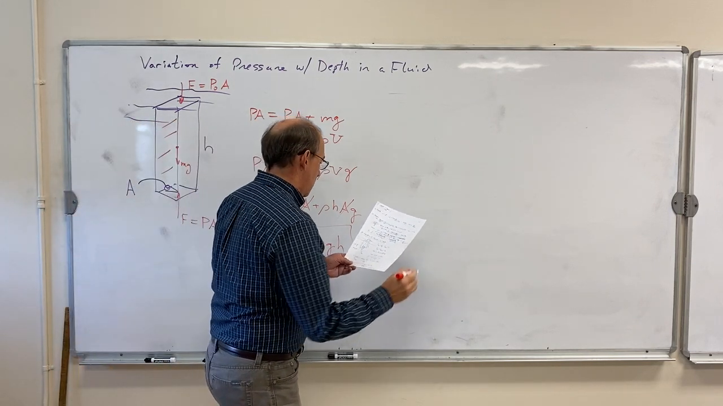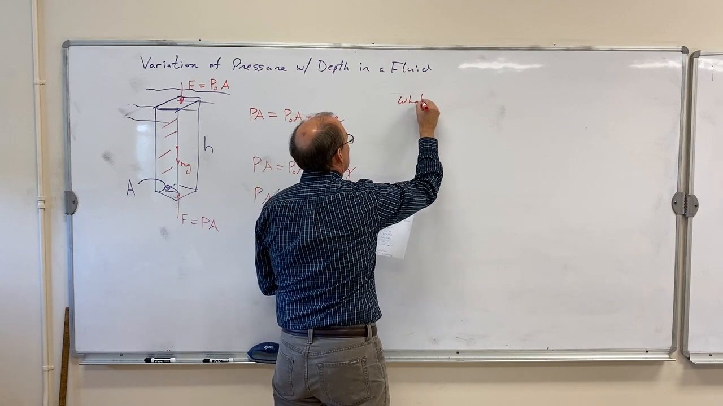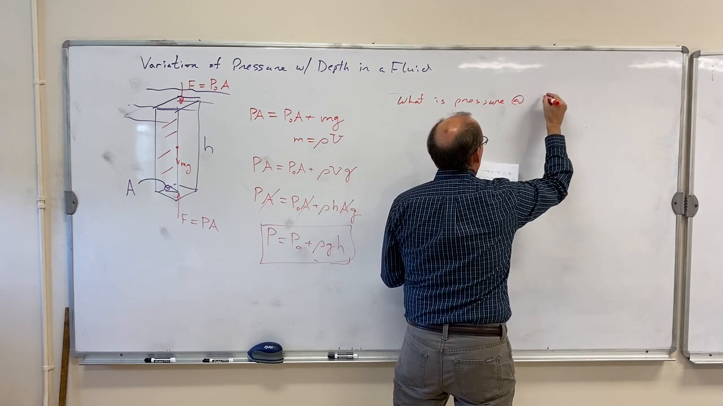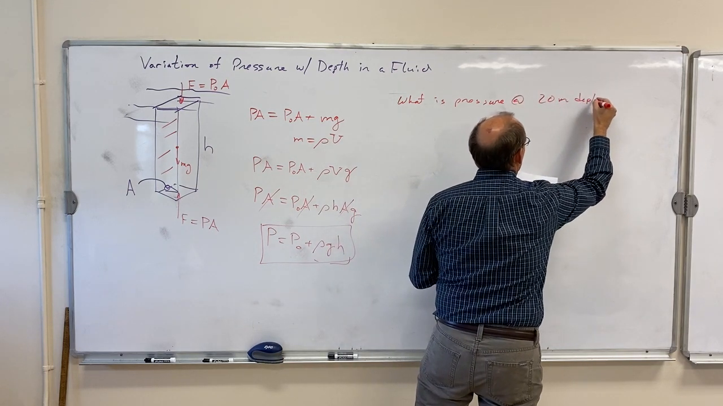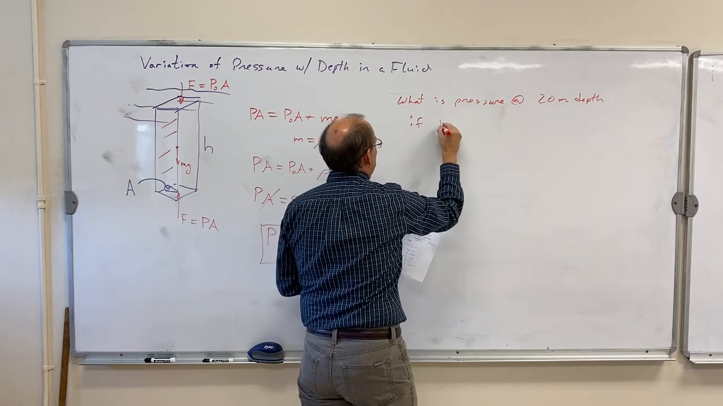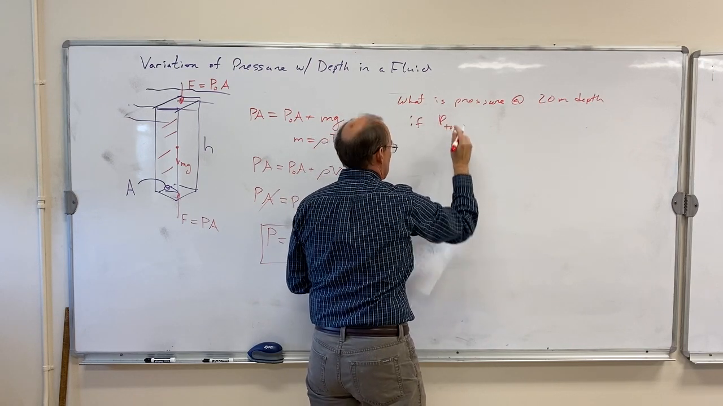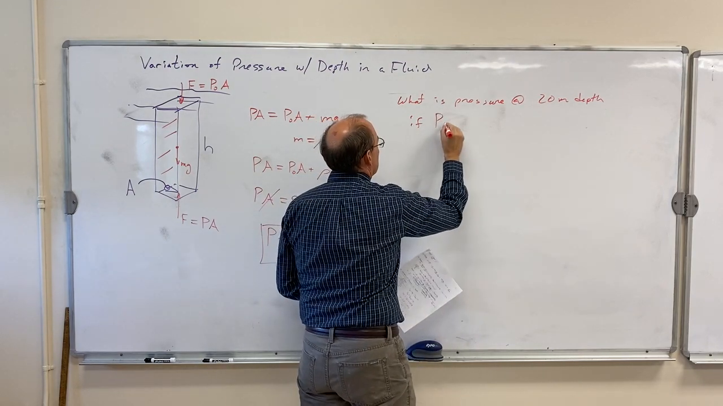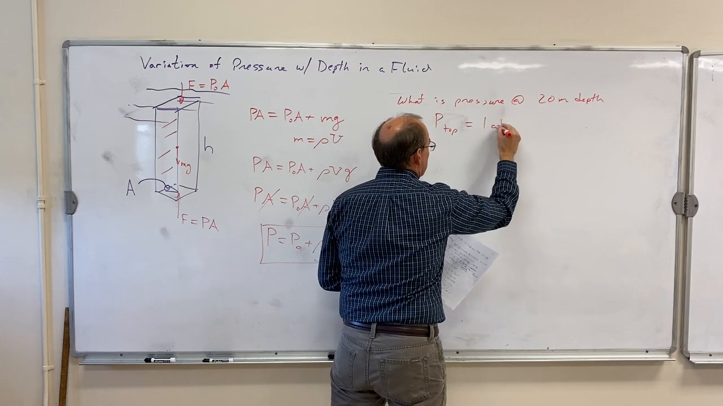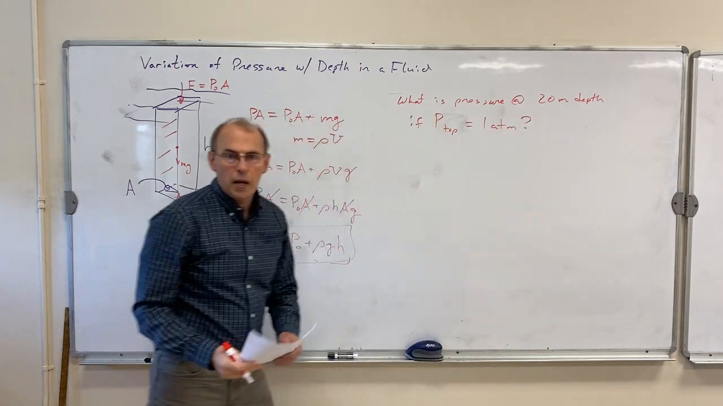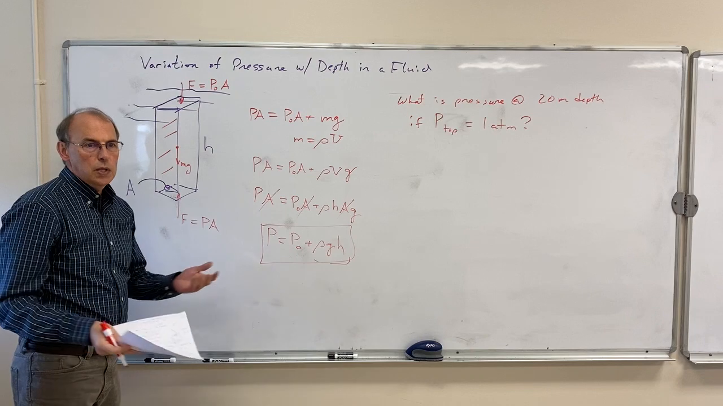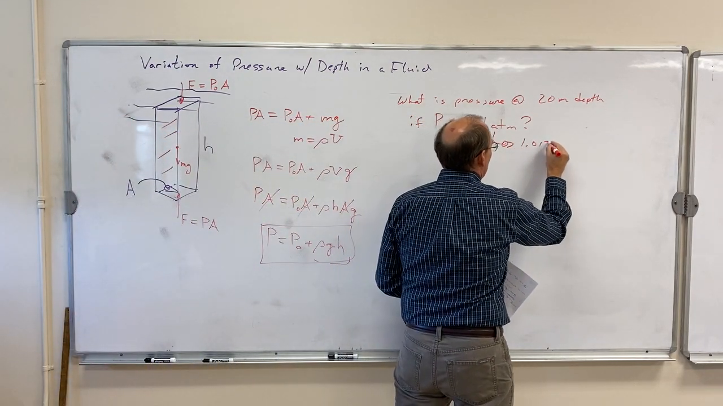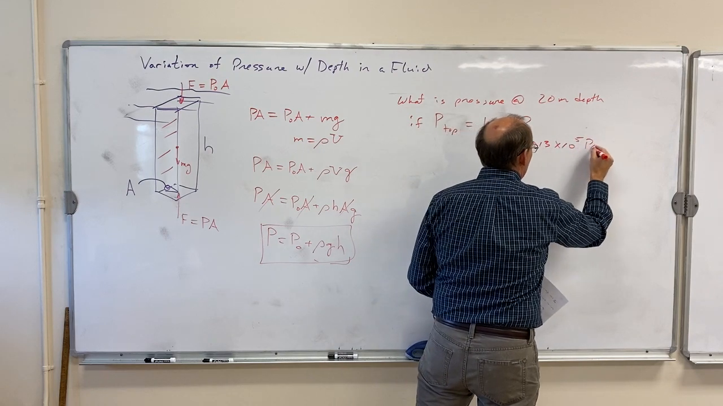So, for example, what is the pressure at 20 meters depth if P at the top, that was supposed to be a P and it looked like a rho, so I'm going to be careful, if P at the top is 1 atmosphere. Well, what do we mean by 1 atmosphere? 1 atmosphere is a standard unit. One standard atmosphere, by definition, is 1.013 times 10 to the 5th Pascal.